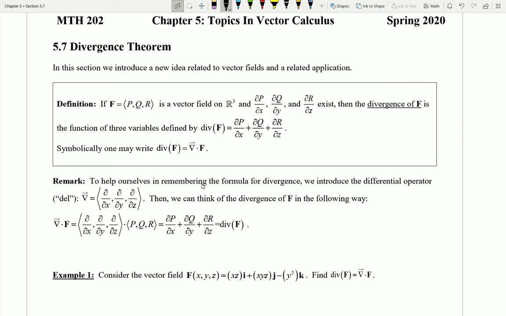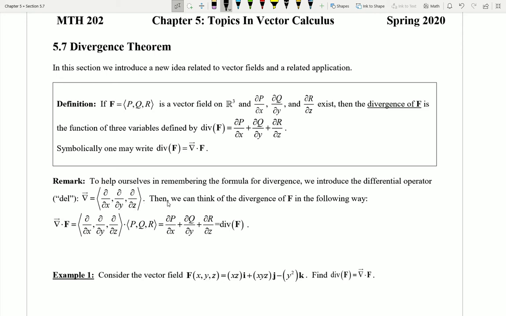To help ourselves remember this formula, you can introduce what we call a differential operator, and that's what we call del. That's what this symbol is. You can imagine it as a vector with three components: take a partial derivative with respect to x, but we just haven't specified what we're taking the partial of yet. Same thing with respect to y, and same thing with respect to z.